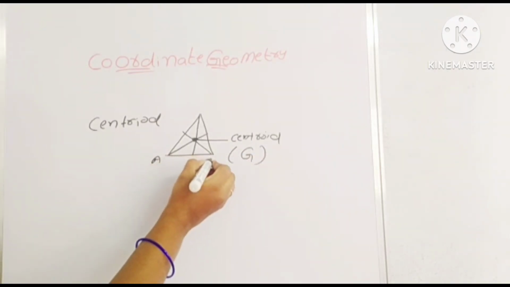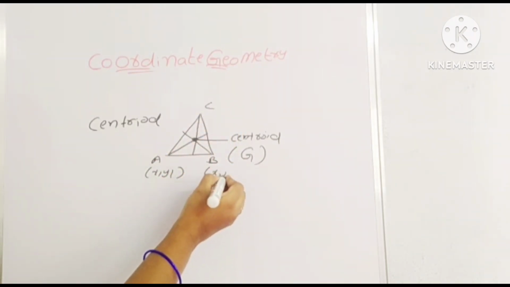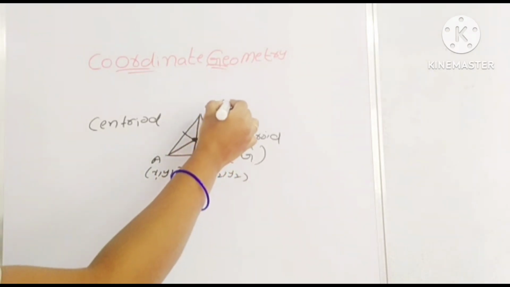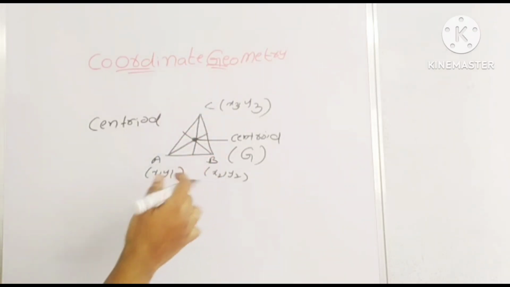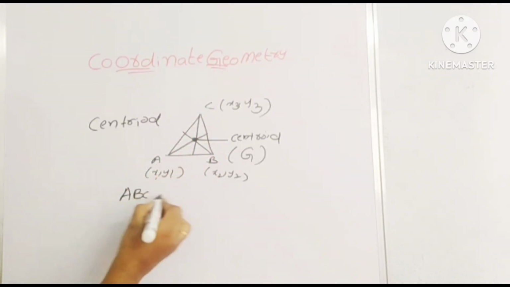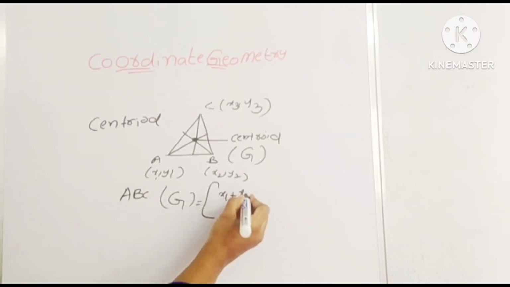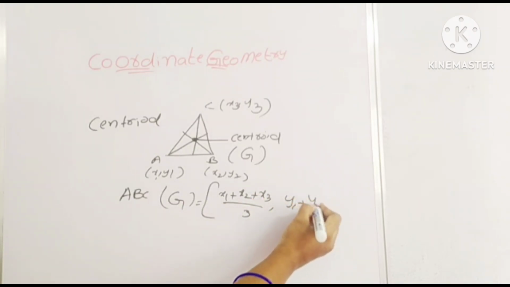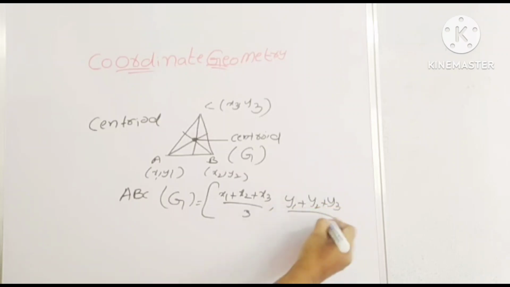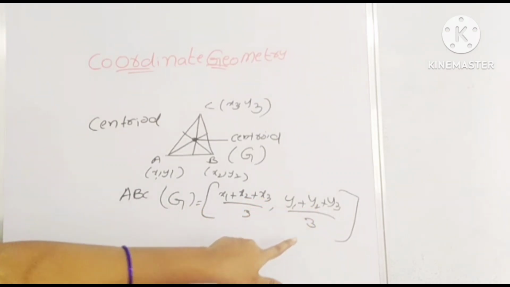Here A, B, C are at the points x1 comma y1, x2 comma y2 and x3 comma y3. Now we have to find out the centroid of the triangle ABC. It can be represented as G is equal to x1 plus x2 plus x3 by 3, y1 plus y2 plus y3 by 3. This is the formula for the centroid.